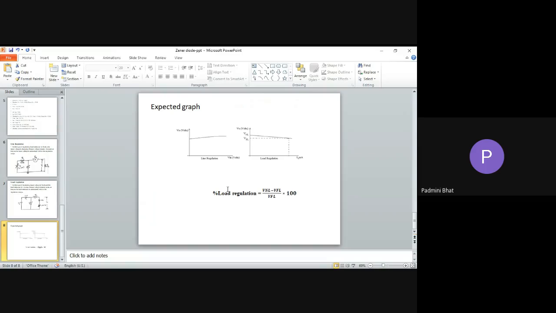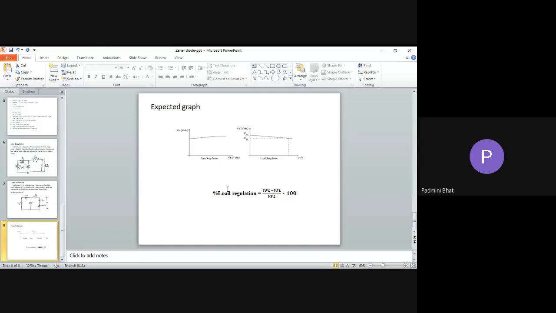This regulation should be minimum, 4%, 3%. As you get lesser, your device is performing better. So this was about the Zener diode and its application for load and line regulation. So the third experiment is over.